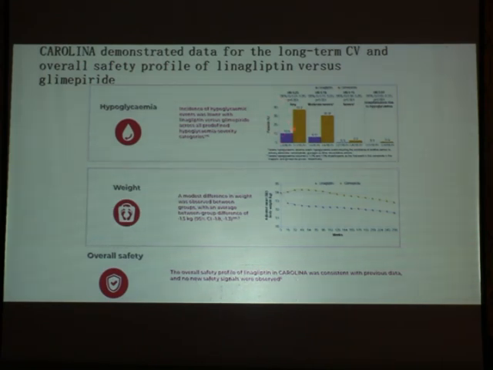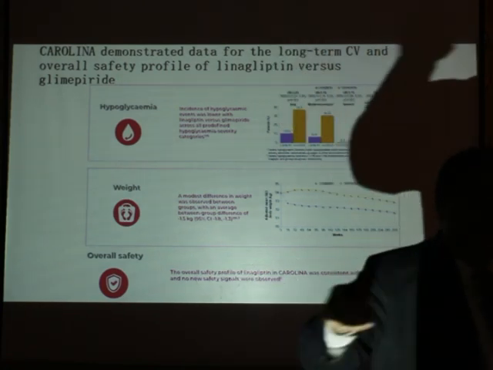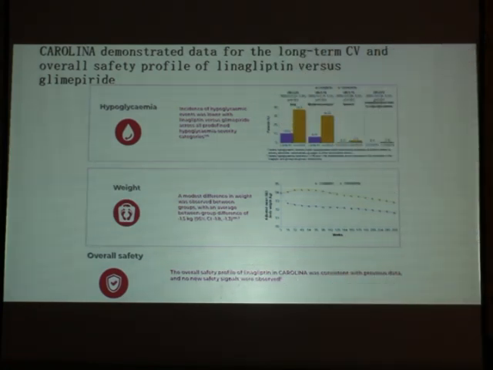Ye dekhiye, this is glimepiride and this is linagliptin. So chances of any hypoglycemia, whether mild, moderate or severe, if it was 10% here, it was 37% here. Of moderate to severe, if it was 6.5%, it was 30%. Of severe hypoglycemia, nearly 40-50 times, and hospitalization because of severe hypoglycemia, none in the linagliptin group, and there were people in the glimepiride group. So we were buying glucose control at a very, very high cost, at an exorbitant rate.